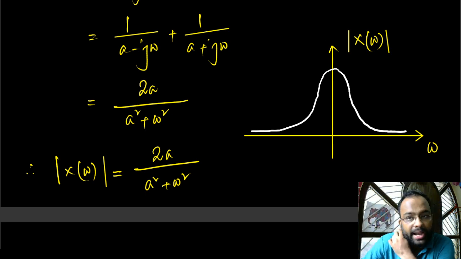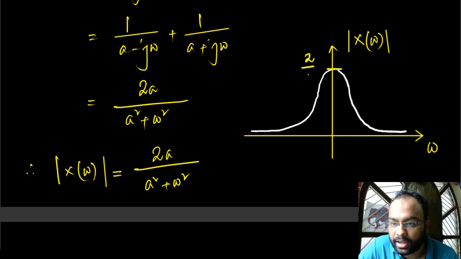Okay, and this particular value, the peak it ever reaches, when omega is equal to 0, the peak is reached, and the value is 2 by a, I think, 2 by a. Right, this is the zero frequency component.